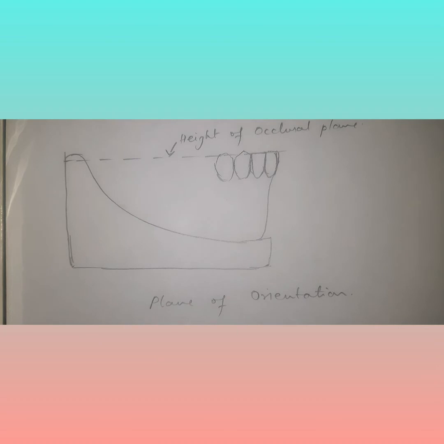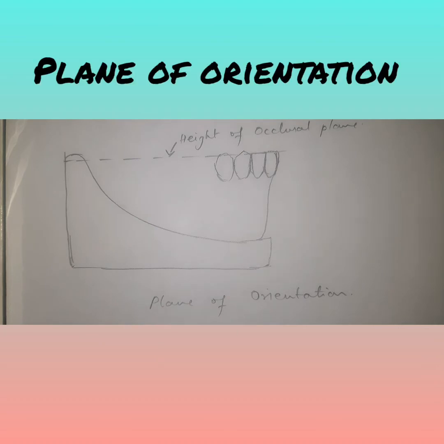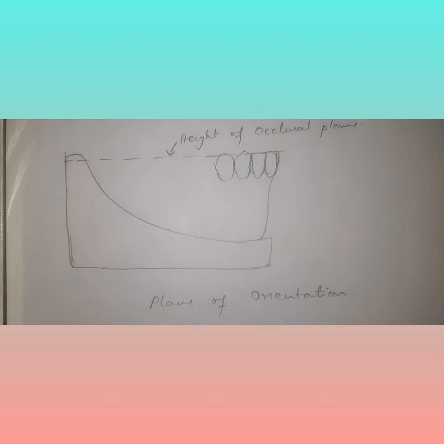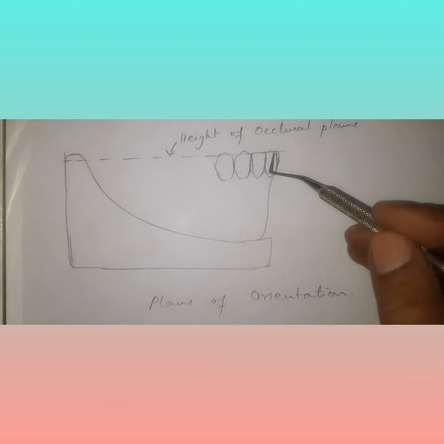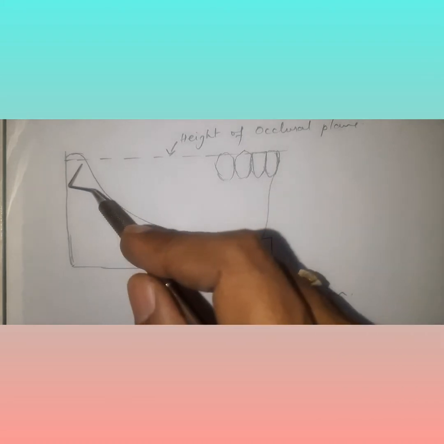Now the next factor is the plane of orientation. The plane of orientation should be established exactly as it was in the natural teeth. That is, you are going to position the teeth where they were in the natural position, where they were before extraction. So it is established anteriorly by the height of the lower canine. Once you have placed the lower canine, accordingly you are going to place the posterior teeth.